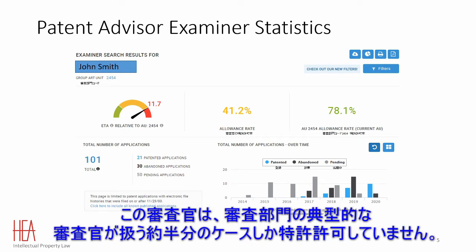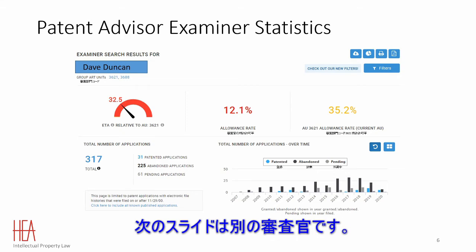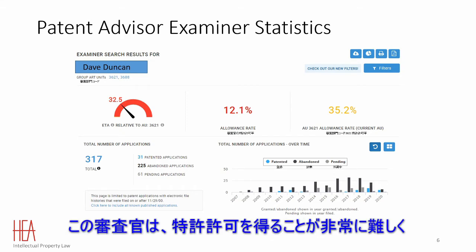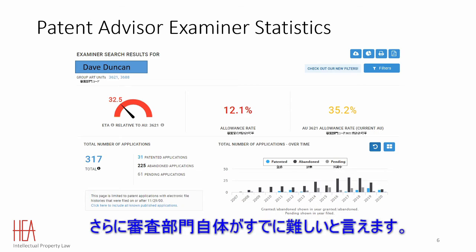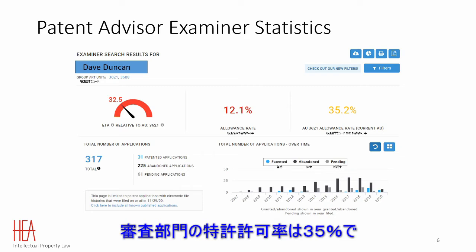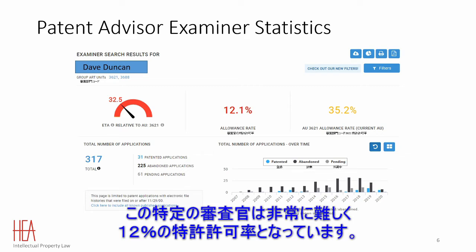So here the applicant gets a little bit unlucky in that it's just going to be harder to get this case allowed. So this examiner allows only about half the cases that a typical examiner in this art unit would handle. The next slide is another examiner, and this examiner is extremely difficult. So we can already see that the art unit itself is difficult. They have a 35% allowance rate. This particular examiner is extremely difficult with a 12% allowance rate.